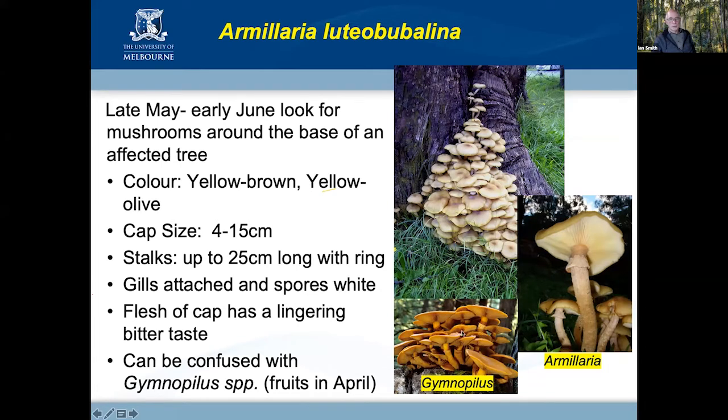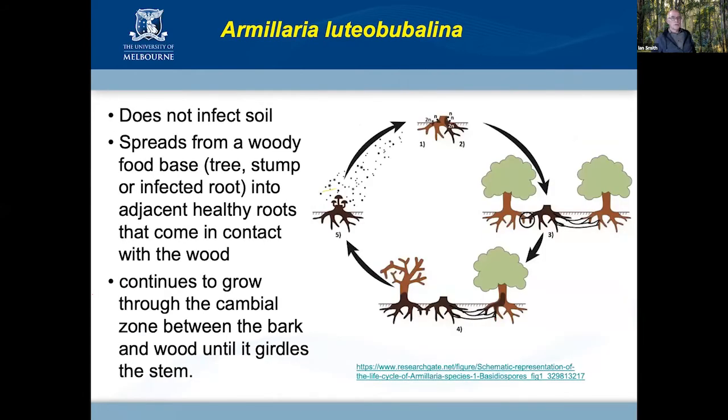Gymnopilus is basically a wood decay fungus. It doesn't tend to kill trees, but certainly can help in the decay process. As I said, Armillaria does not infect the soil like Phytophthora does. It spreads from a woody food base, a tree stump. It moves from a tree stump, as you can see here, down into another root system, and then affects the next tree, and then it slowly spreads further and further until such time as the tree dies.